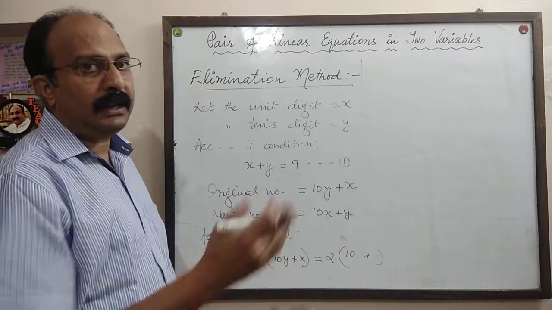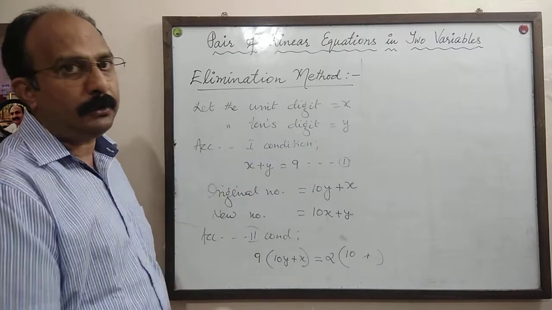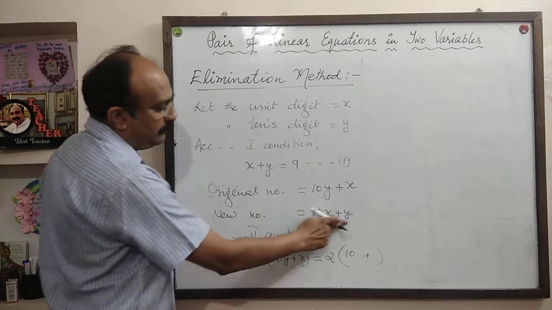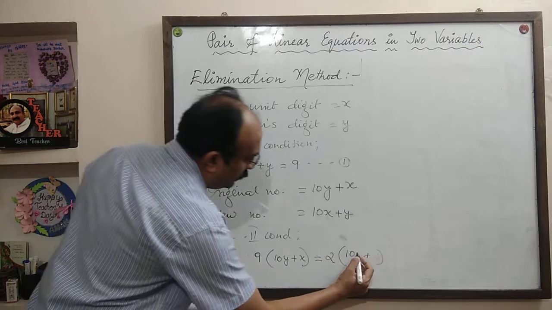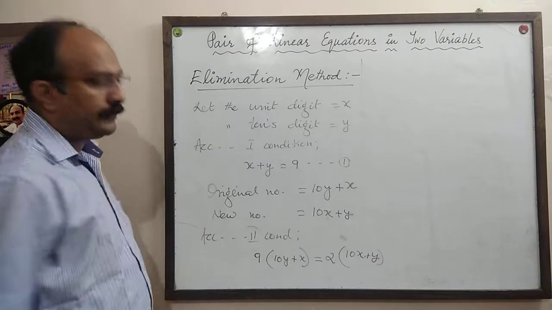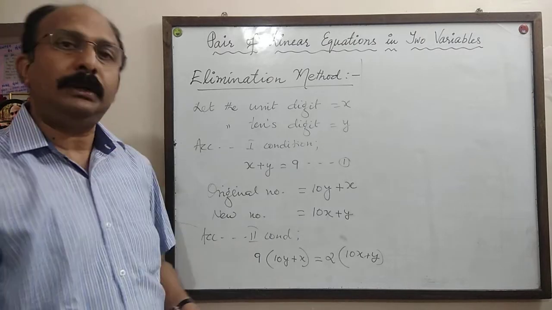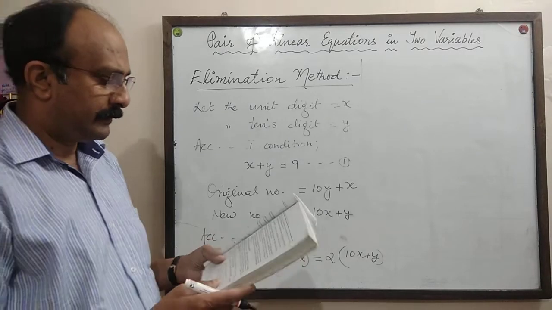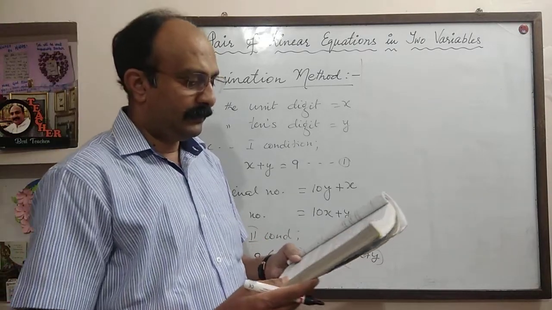While reversing the order, x will come to tens place, y will go to units place. So the number will be 10x plus y. So 2 into 10x plus y. Now open the bracket, you will get equation number 2. Then solve it.